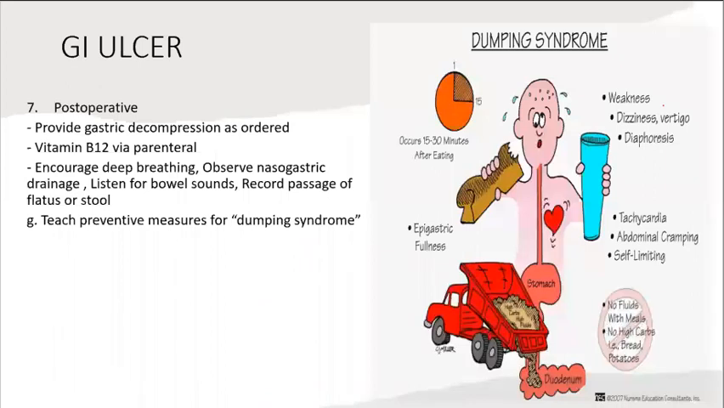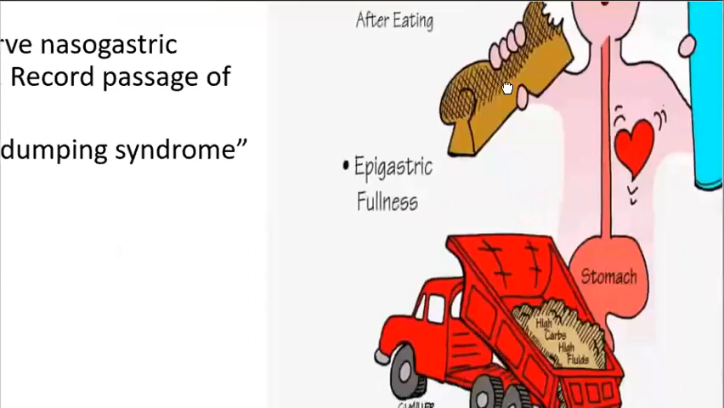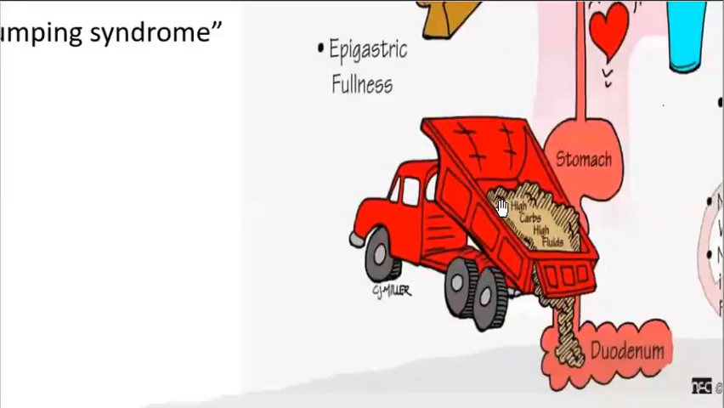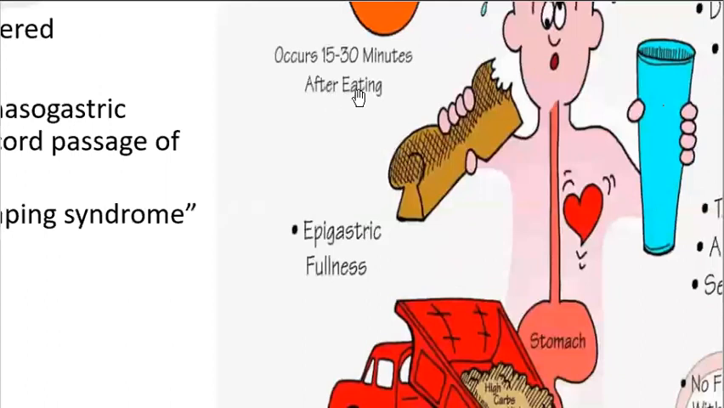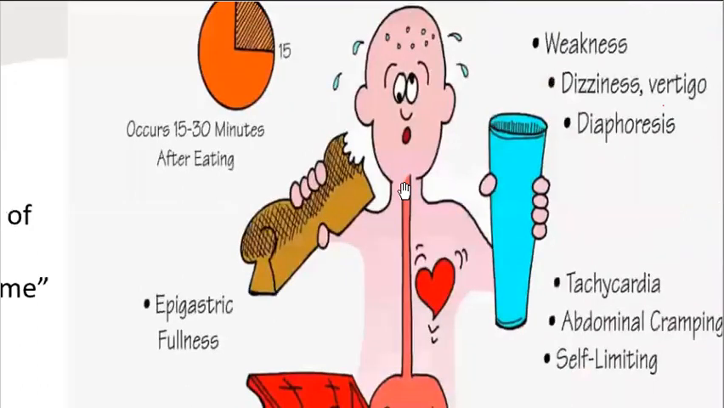And again, it can occur 15 to 30 minutes after eating, and then the patient is going to present. You can see a truck just to give you a picture of the dumping syndrome. The food is moving rapidly from the stomach to the duodenum. So the patient has had this procedure, maybe a gastrectomy, and he just takes his meals, and then he begins to start complaining of weakness.